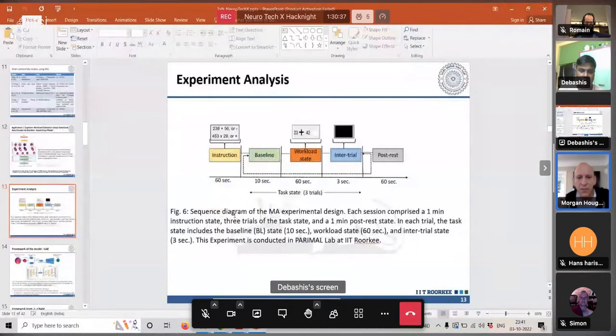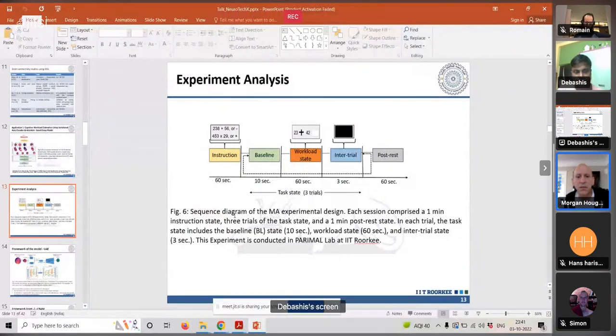Sorry, if you go back, these are 60 second workload states. So I mean, it's definitely going for something like a continuous performance task, in the sense of just keeping arithmetic going.